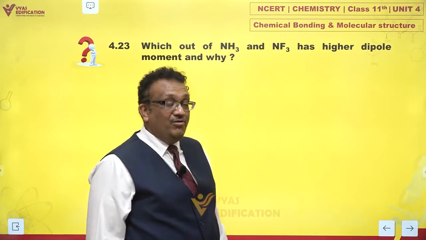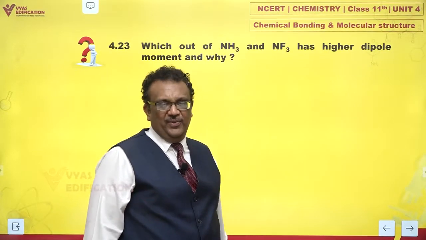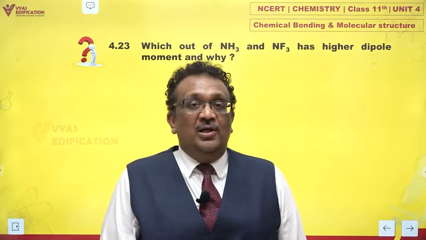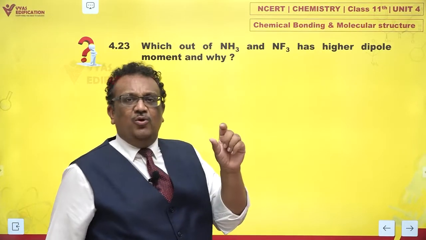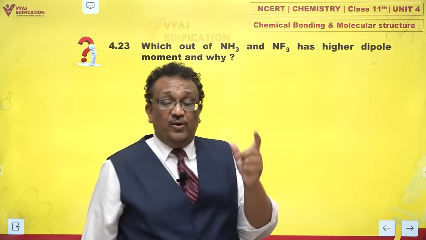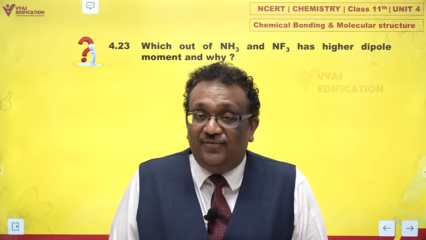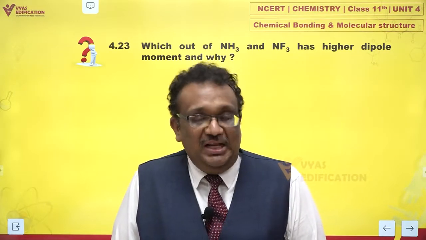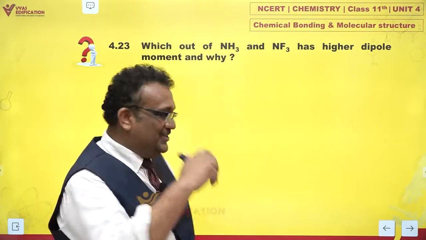Actually, this looks contradictory. Why? Because nitrogen has electronegativity of roughly 3, and hydrogen has around 2.1 or 2.2. So the difference in electronegativity between N and H is just around 0.8 or 0.9, while the difference between nitrogen and fluorine, nitrogen is 3, fluorine is 4, is 1 unit. So NF3 might have been expected to be more polar, but NF3 is much less, and the answer lies in their geometry. Come, take a look.